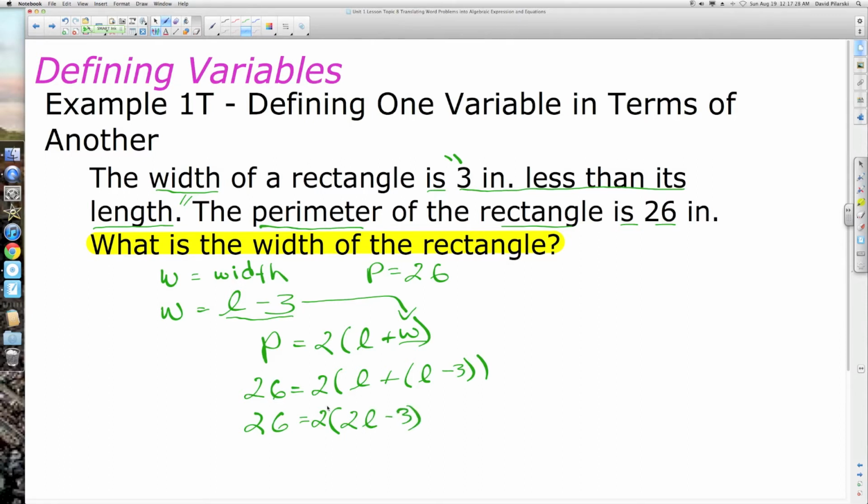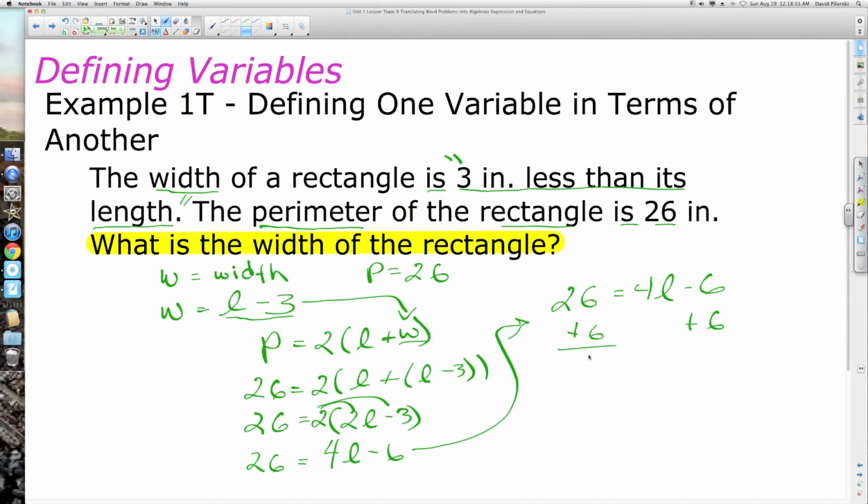Now we have to distribute this 2 on the outside using the distributive property. 2 times 2L is 4L. 2 times minus 3 is minus 6. I bring down the 26 is equal to, now I'm running out of room, so I'm going to come up here. So I have 26 equal to 4L minus 6. Now I have to solve for L, and that's going to be adding 6 to both sides using the addition property of equality.